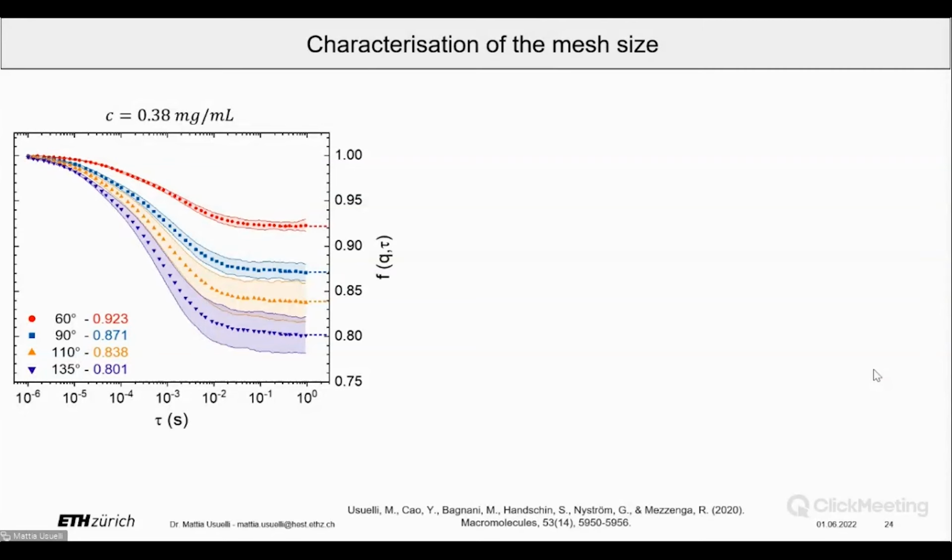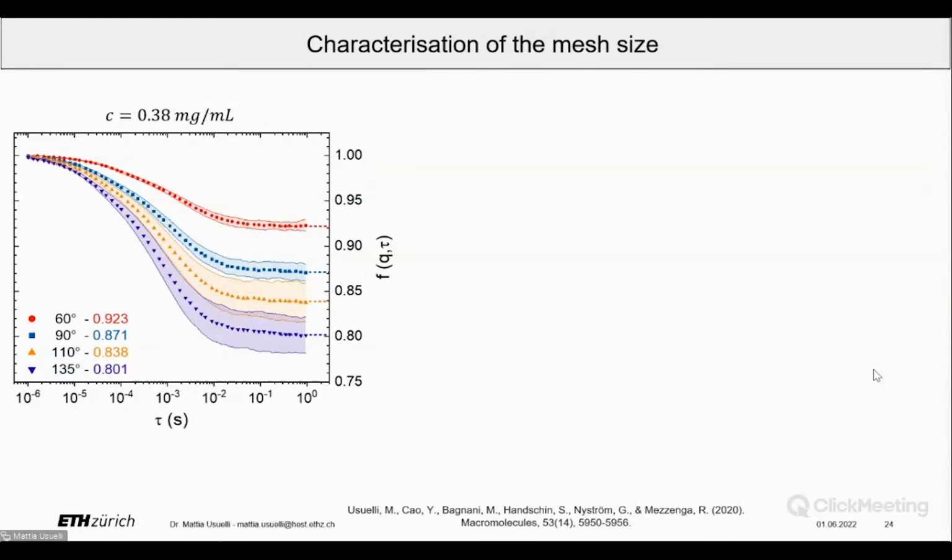And let's keep in mind what we were saying in the beginning of this presentation. It means that when I increase the angle, I'm increasing the Q-vector, and by increasing the Q-vector, I'm having a look at smaller length scale. So the system is the same. It's still 0.38 milligram over milliliter. The absolute displacement of the fibrils is the same.